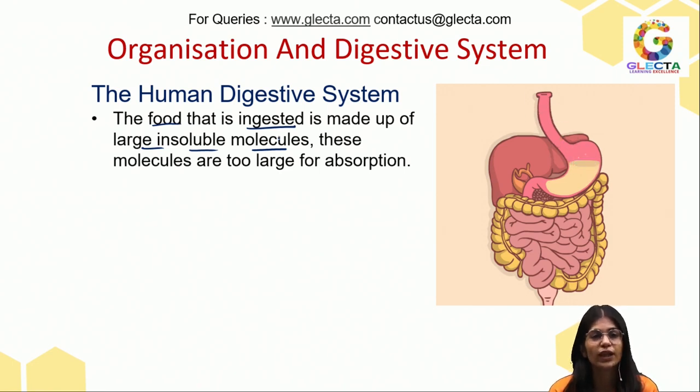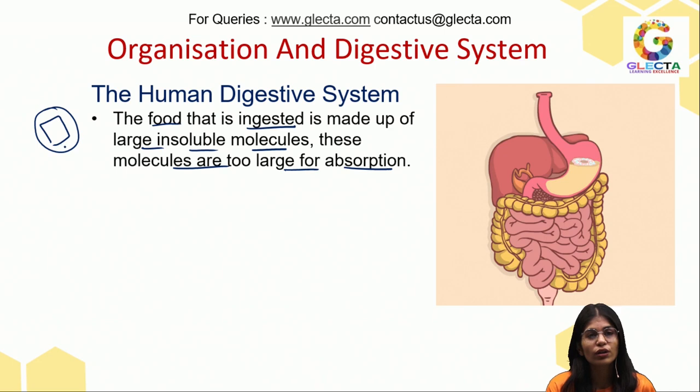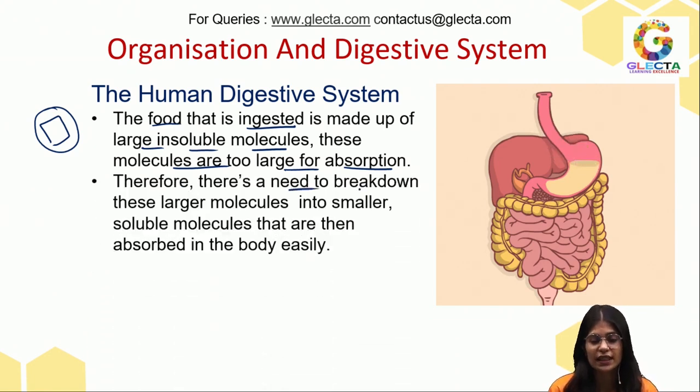The body has to break that bread down so that whatever is nutritive out of it can be absorbed in the body. These molecules are too large for absorption, which is obvious. It's not like you eat the bread and your body absorbs the bread. Your body cannot possibly have a pore this big to absorb the entire particle of bread. So it would have to break it down and then absorb it. Therefore, there is a need to break down these larger molecules into smaller, soluble molecules that are then absorbed by the body easily.